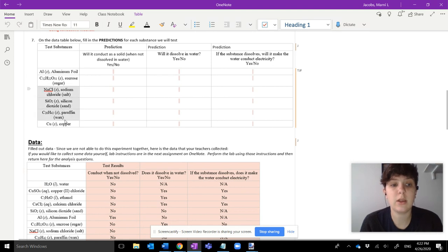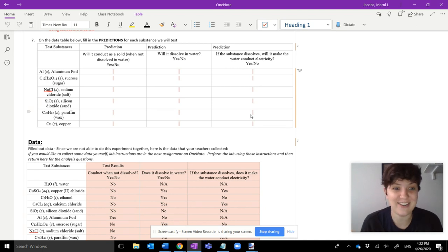We have some more chemical formulas here, and these ones are all S for solid. Take a second, pause the video, and I want you to predict, will this substance conduct electricity as a solid? In the second column, if we mix it into water, is it going to disappear and dissolve? And third, after it dissolves, will it make the water conduct electricity? So pause this video and make your predictions, and then keep going.